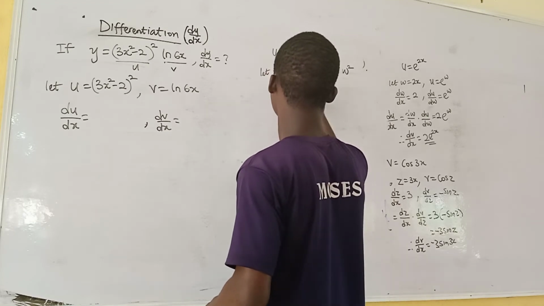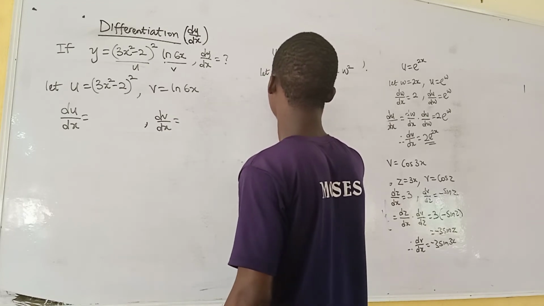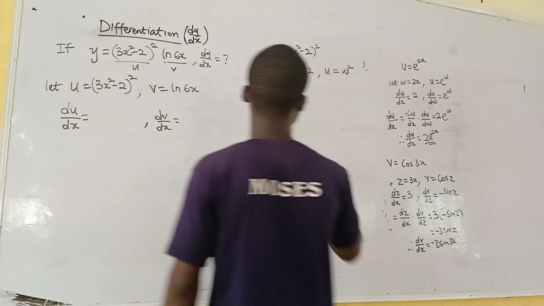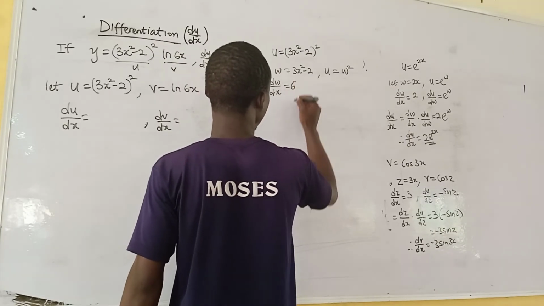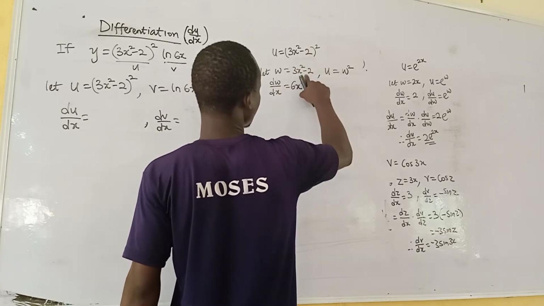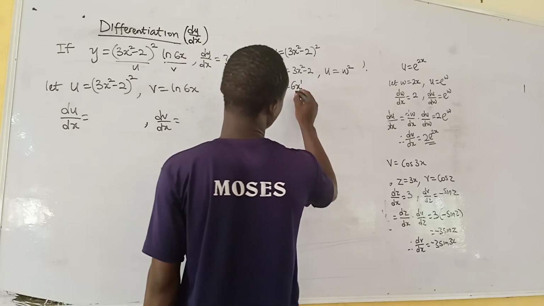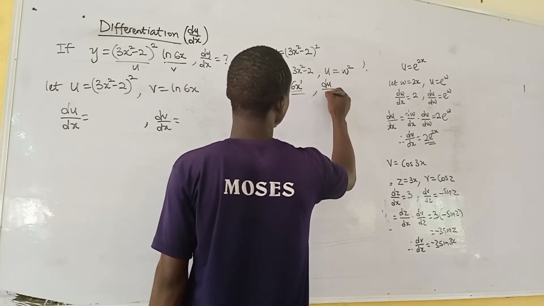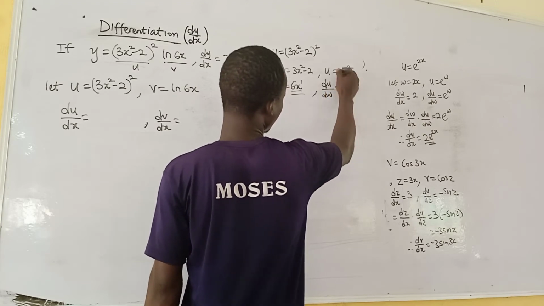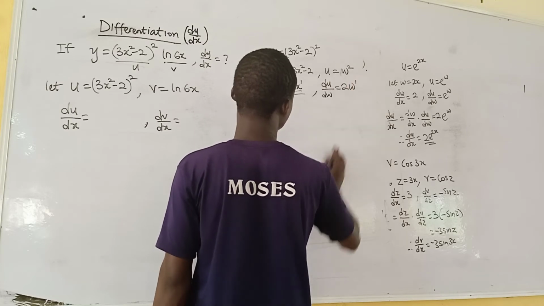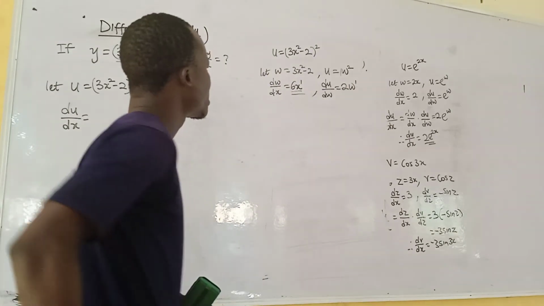Now differentiate w with respect to x using the polynomial rule. dw/dx will give us 2 times 3, which is 6, x reduced by power of 1, so you have x to the power 1 here. Differentiate minus 2, you have 0. Good. Now we move to the other one, du/dw. This is a polynomial also. 2 times 1 will give us 2, w reduced by 1. Good. So now, what is the next thing for us?